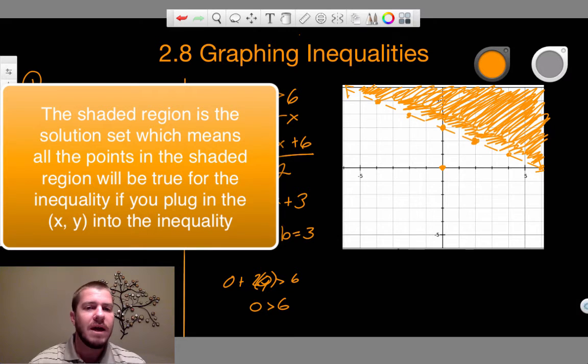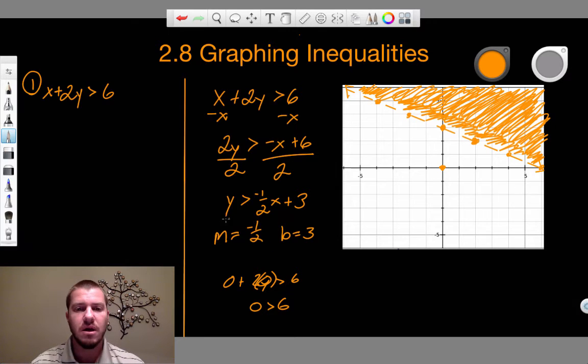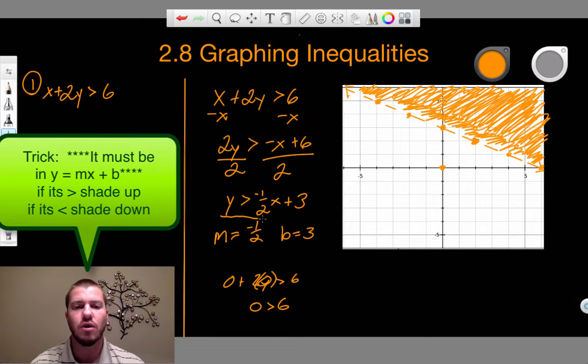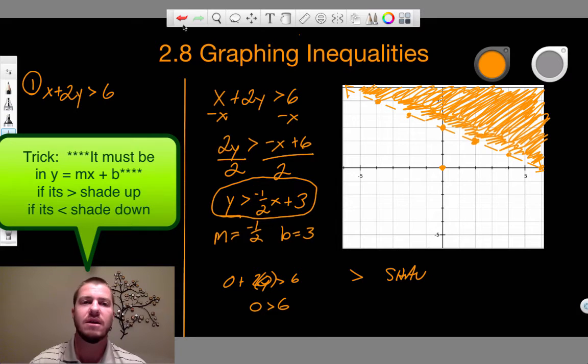Now, the easy way to shade is, in order to use this rule, you have to get it in slope-intercept form first. But once it's in slope-intercept form, if it's greater than, shade up. If it's less than, shade down.